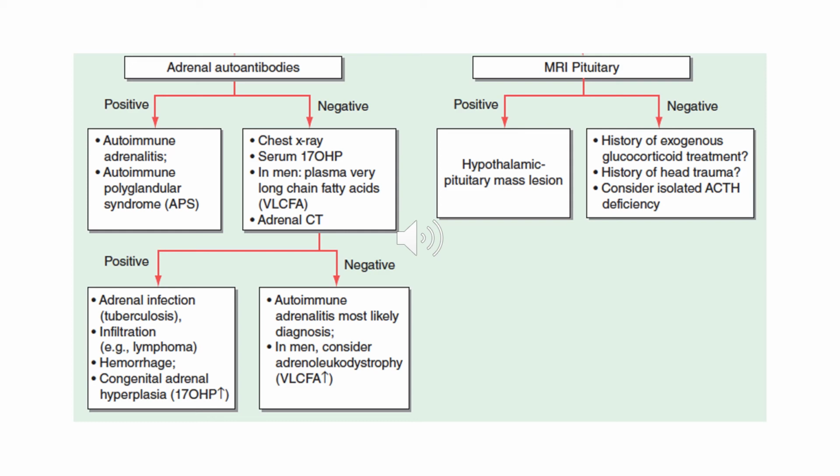In cases of secondary AI, an MRI of the pituitary gland is necessary. If there is a lesion in the pituitary gland, then this might be the cause of the secondary adrenal insufficiency. However, if there are no lesions seen in the pituitary gland or in the sellar area, then other causes may include exogenous glucocorticoid treatment, or it could be secondary to head trauma, or we can consider isolated ACTH deficiency.